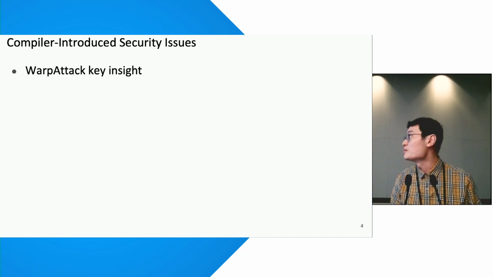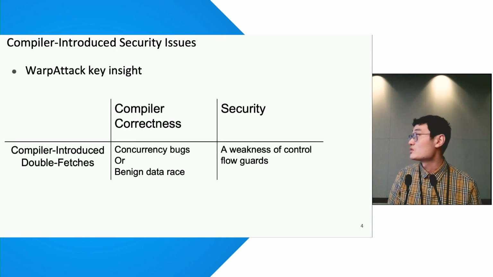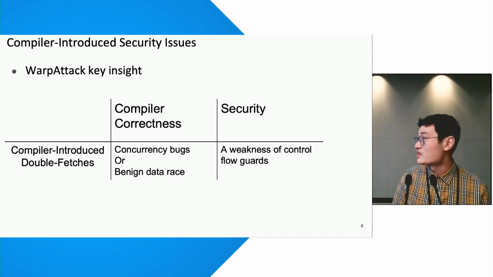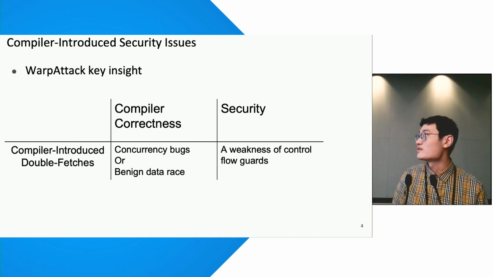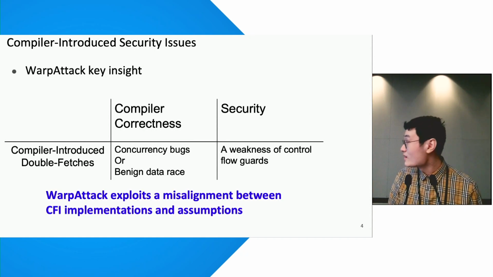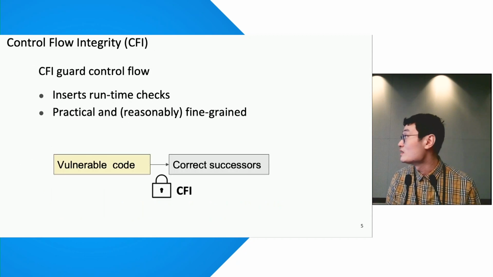The key insight of WarpAttack is also built on these compiler-introduced security issues. From the perspective of security, such compiler-introduced double fetches can be a weakness of control flow guards, as control flow guards assume that the compiler will not break the security checks they require. Actually, WarpAttack exploits a misalignment between CFI assumptions and compiler implementations.